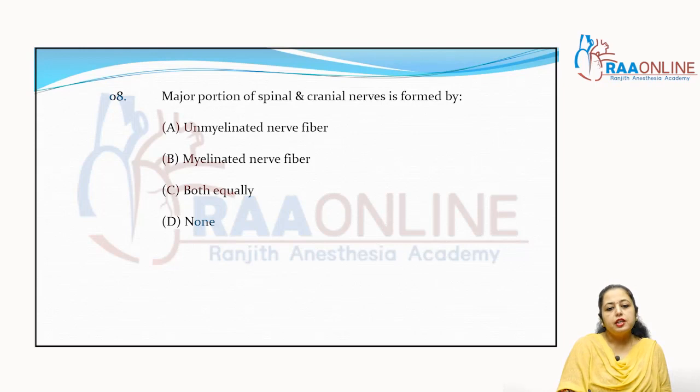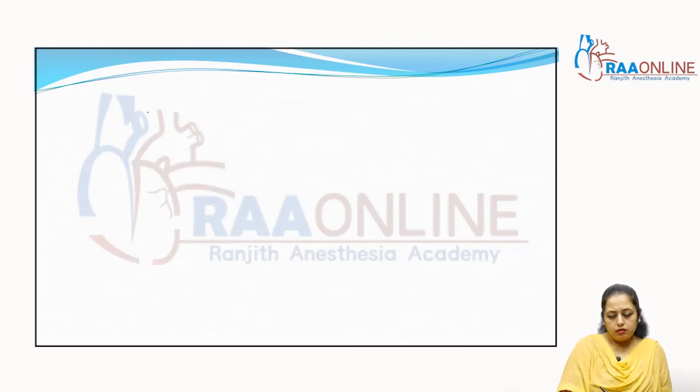Come to the next question, that is, the major portion of spinal and cranial nerves is formed by, right? First one is the unmyelinated nerve fiber, second is the myelinated nerve fiber, third one is both equally, and fourth one is none. So the major portion of the spinal nerves and the cranial nerves, the answer is the myelinated nerve fibers, present in maximum portion of the spinal and the cranial nerves, right? Why?